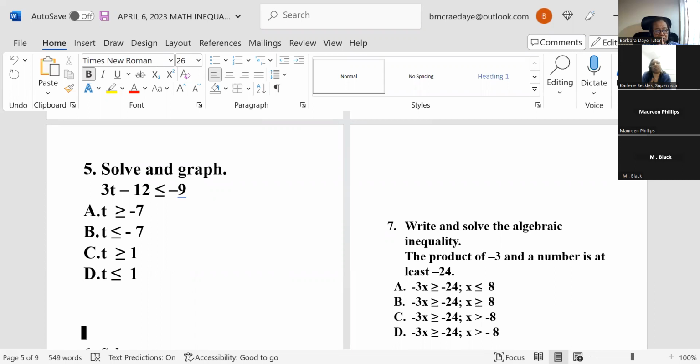What do you do first, Maureen? Subtract 3 from both sides. I don't see a 3. I see a 3t, but I don't see a 3. Why would you subtract 3? T is the variable. It's already on the left. Okay, so you want to leave it where it is. You want to get your constants together, Maureen. Subtract 9 from both sides.